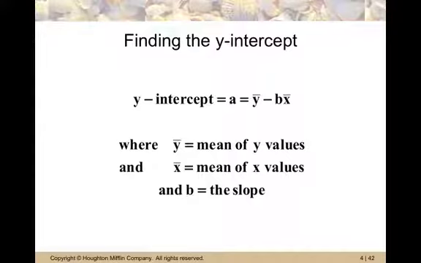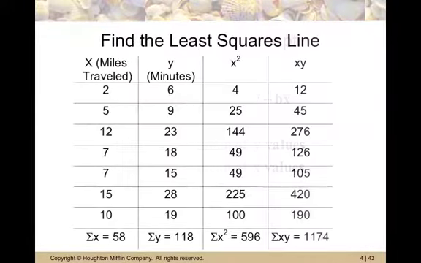And remember, y bar is the mean of the y values, so you just take the sum of the y's and divide by n. And x bar is the mean of the x values, so you just take the sum of the x's and divide by n. And b is the slope that you just calculated.